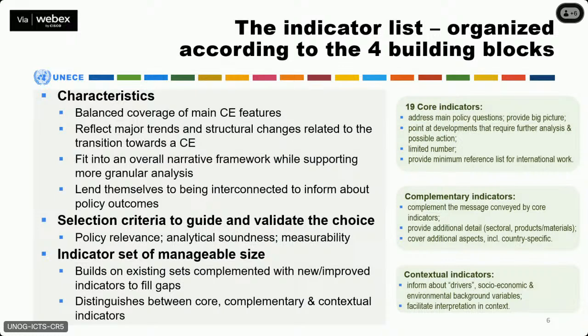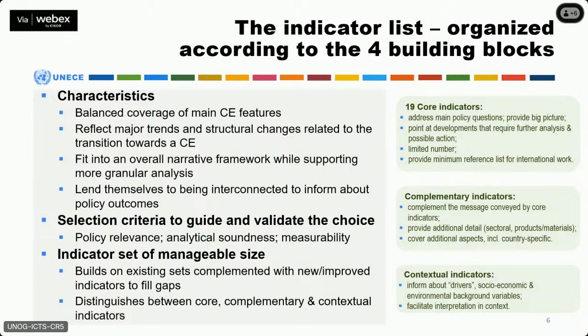There is this 3-tier structure in the indicators. So we have 19 core indicators. And these are the ones that address the main policy questions and provide the big picture for the circular economy. And we aim to keep the number limited. Some might say 19 is still quite many, but then we also got comments that there should be more. So 19 is currently the number that we ended up with. And the idea is that this provides a sort of minimum reference list. If you start measuring the circular economy, this is something that you could cover in your country.